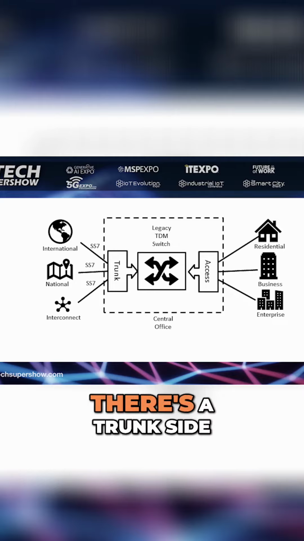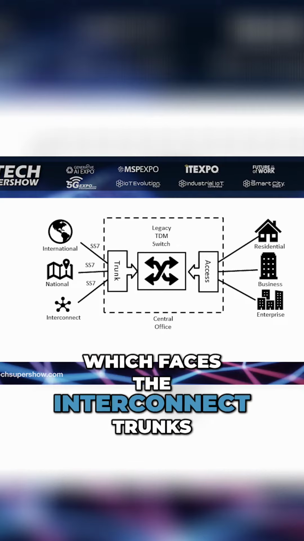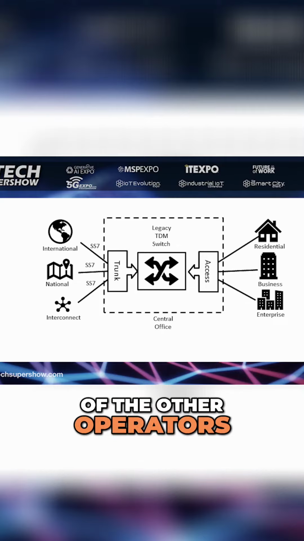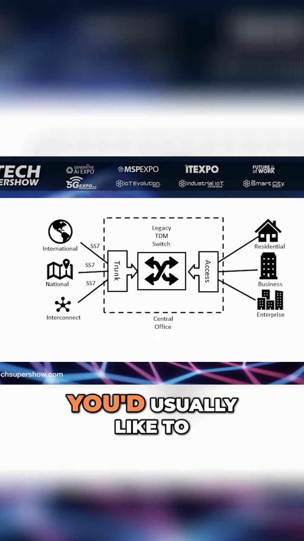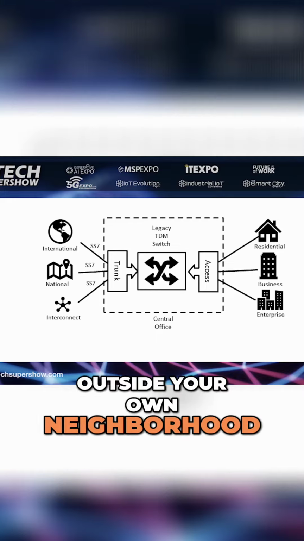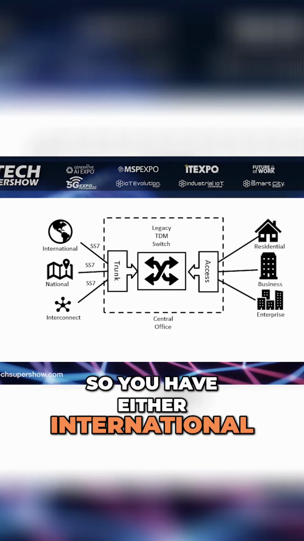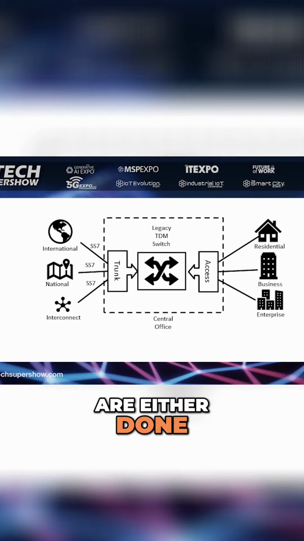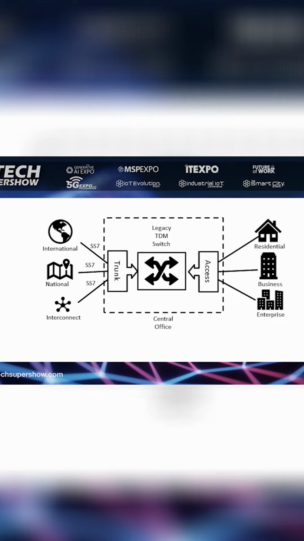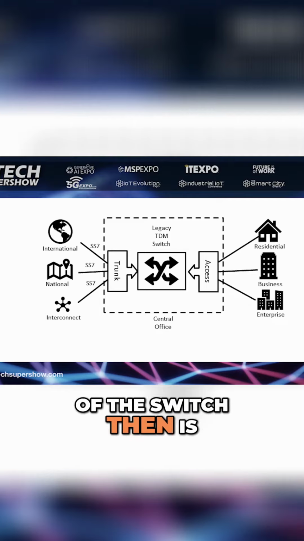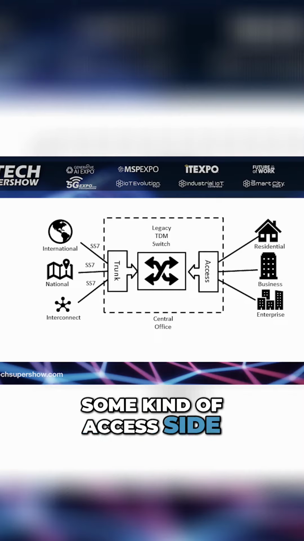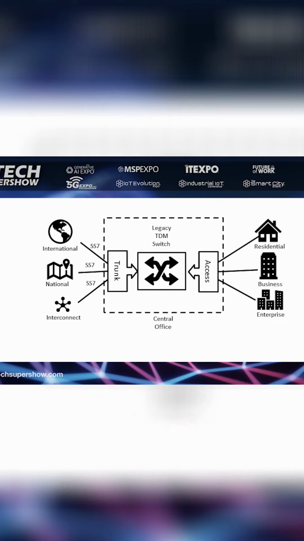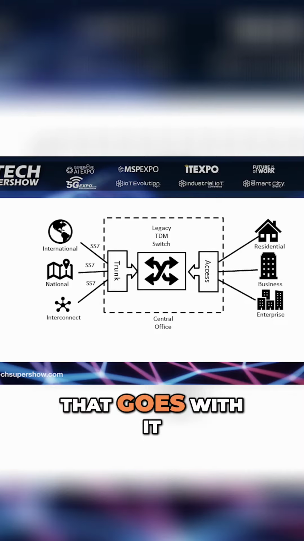One of them is there's a trunk side, which faces the interconnect trunks of the other operators, right? When you make a phone call, you'd usually like to be able to call outside your own neighborhood. So you have either international, national, or interconnect operators. And generally those interfaces are either done with SS7 circuits or other TDM technology. On the other side of the switch then is some kind of access side, which is either residential, business, or enterprise interconnect that goes with it.